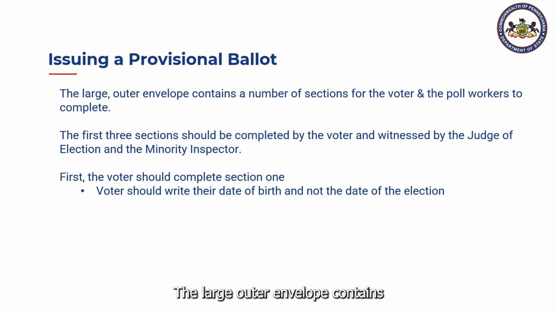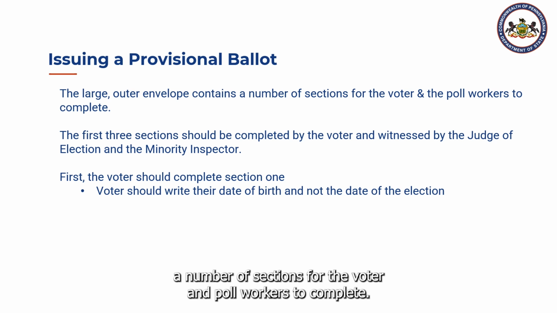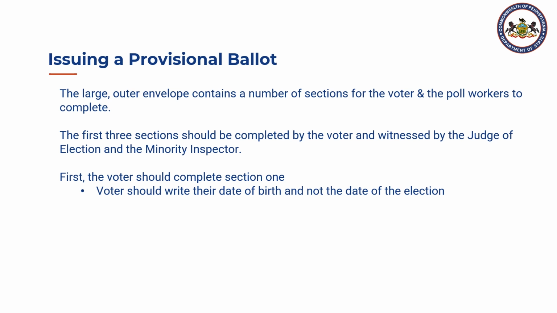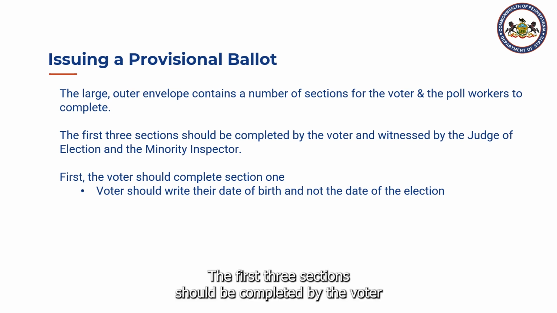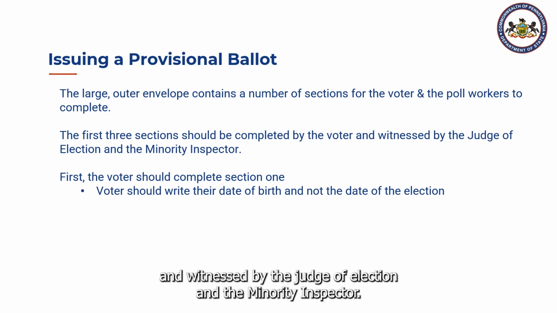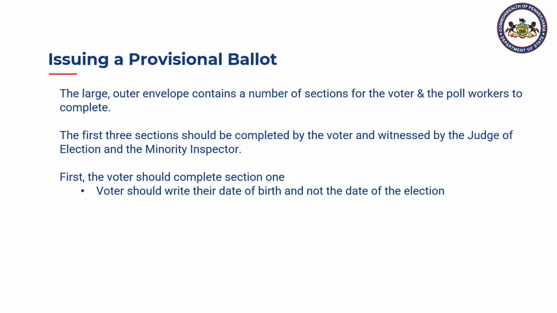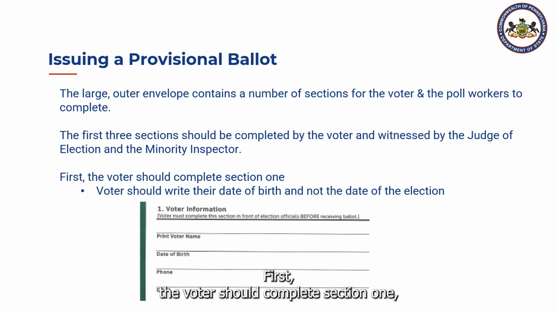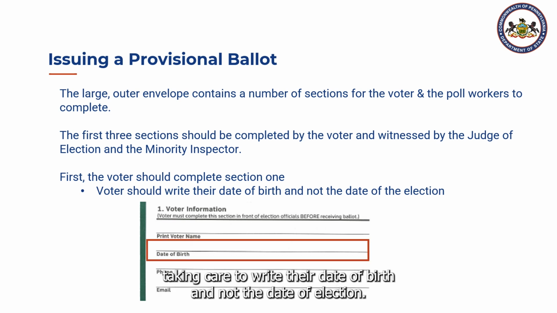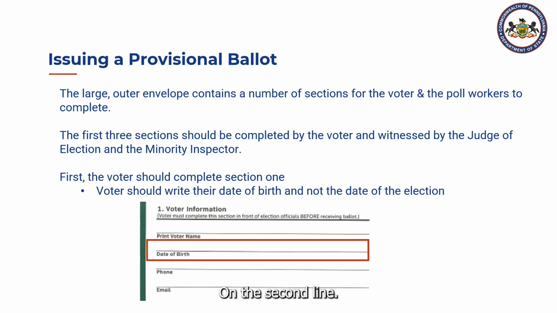The large outer envelope contains a number of sections for the voter and poll workers to complete. The first 3 sections should be completed by the voter and witnessed by the judge of election and the minority inspector. First, the voter should complete section 1, taking care to write their date of birth and not the date of election on the second line.